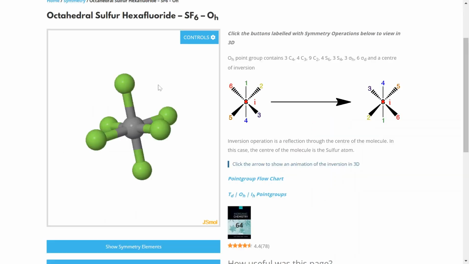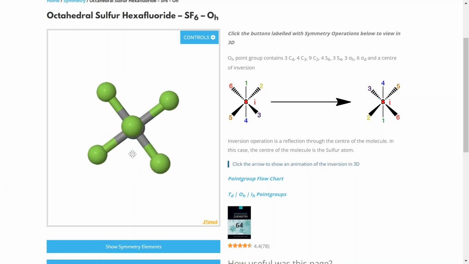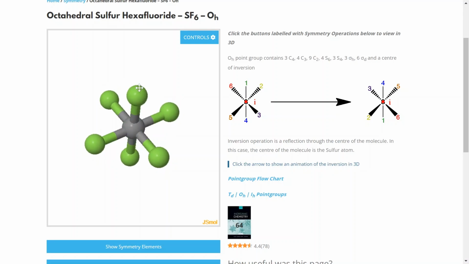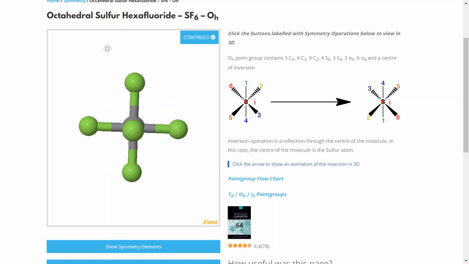90 degrees to this plane. On chemtube3d.com, see the link in the description, you can visualize this 3-dimensional structure. Rotating the molecule so that the fluorine atom on the vertical axis is in the center, we can see the 4 fluorine atoms in the same plane. The bond angles are 90 degrees. Rotating the molecule so that the 2 fluorine atoms on the axis are vertical, we can see that the bond angles here are also 90 degrees.